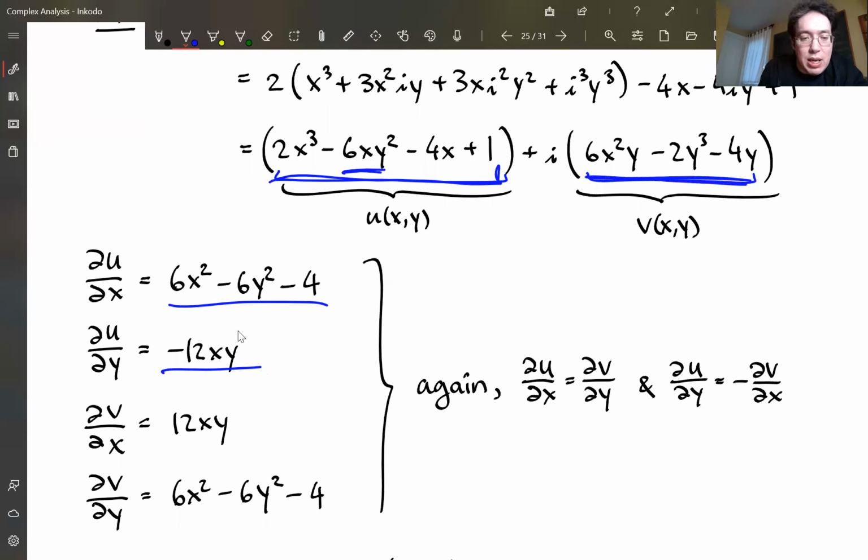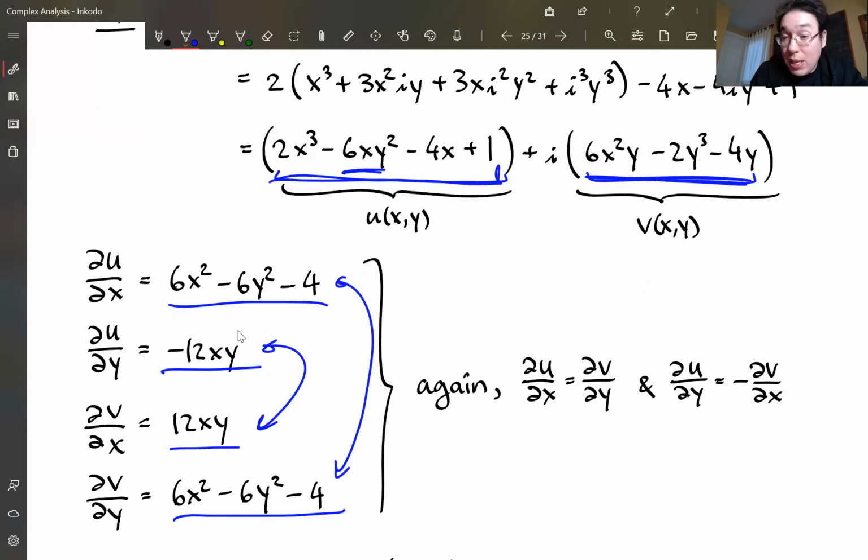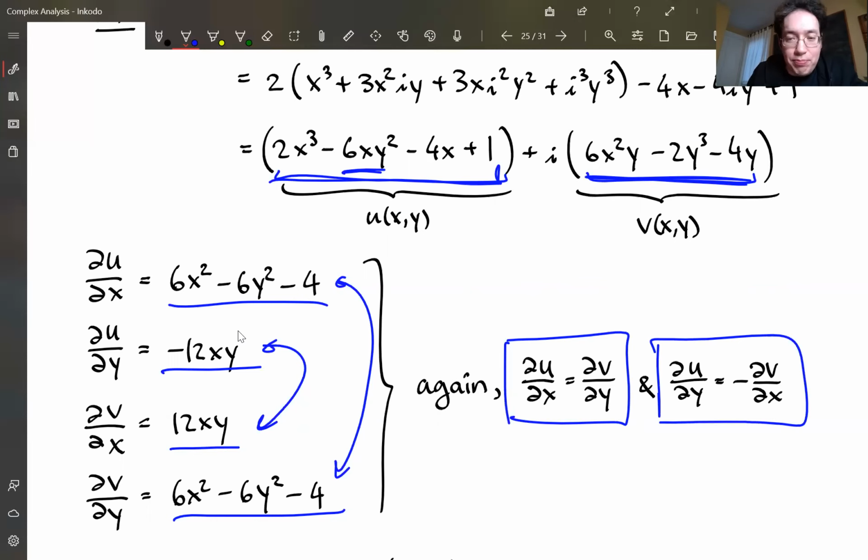If we look at v and take the derivative with respect to x, we get 12xy, which is very similar, but with a negative sign. And if we take the derivative with respect to y, we get this, which is exactly the same as before. So it looks like the pattern is holding up in this random polynomial that I chose. The pattern being: the derivative of u with respect to x is the same as the derivative of v with respect to y. And if you do the other variable, again, you'll get something similar, but with a negative sign.